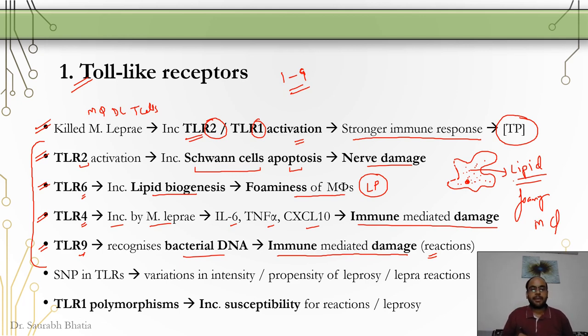Clear? So that is why SNPs, single nucleotide polymorphisms, I'll have to check that. SNPs in toll-like receptors lead to variation in the propensity for leprosy, whether you are more susceptible to leprosy or not, and the intensity of lepra reactions. Clear? It has been mentioned that toll-like receptor 1 polymorphisms are responsible for increased susceptibility to reactions or to acquiring the leprosy infection. These polymorphisms are specific for different races and different populations of humans. One polymorphism can lead to increased chances of that population acquiring leprosy, and may not be true for other populations, but toll-like receptor polymorphisms can lead to increased susceptibility to leprosy.